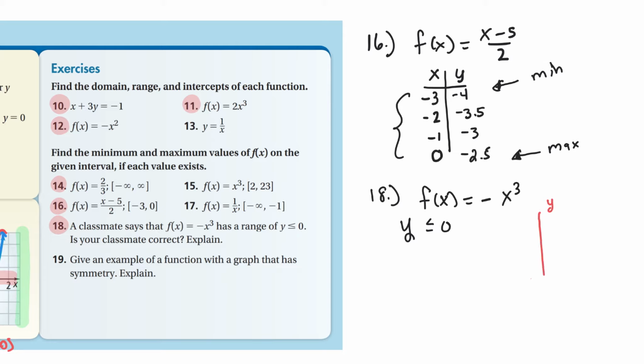So here you have the y-axis. Here you have the x-axis. And of course, you have the graph of -x cubed. I would highly recommend that you do this in Desmos. By just looking at the graph itself, we're looking at the set of y values. You notice that the range is actually from -infinity to +infinity. So obviously, your classmate is wrong, okay?